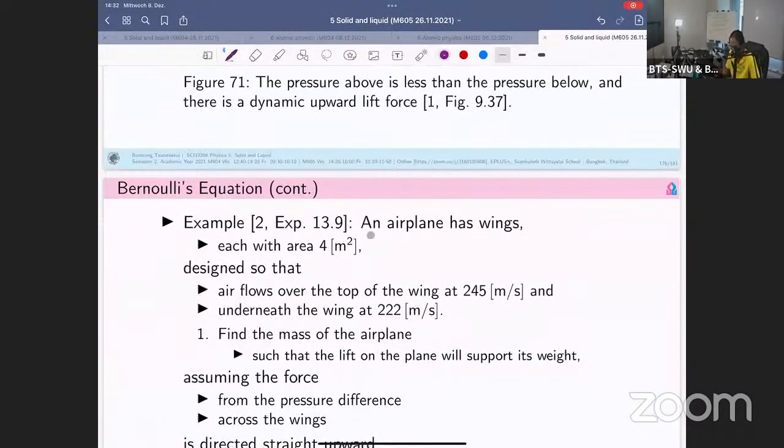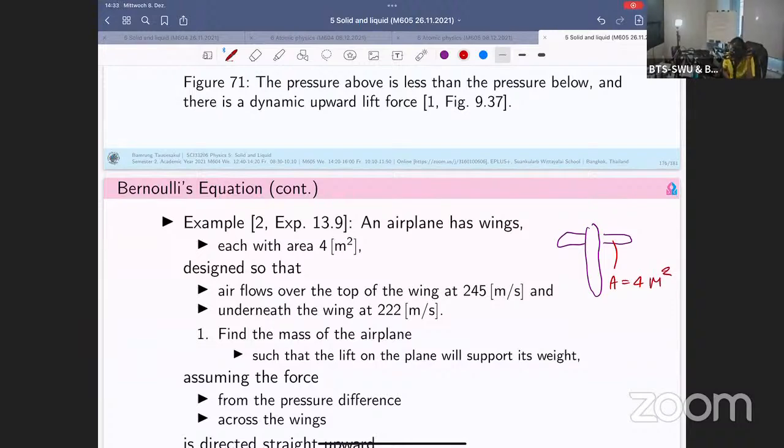An airplane has wings, and now we arrive at one example at the end of this chapter, which is a part of Bernoulli equation. An airplane has wings. Of course, it's a plural form, so they have 2 wings, right? So let's draw the airplane like this, and you have the right wing, you have the left wing, and each wing has the area of 4 square meters.